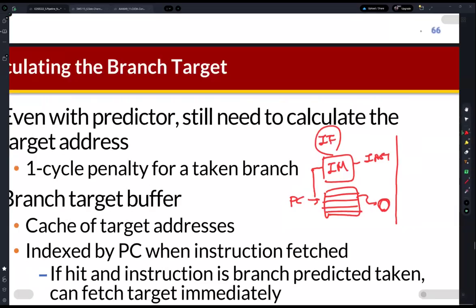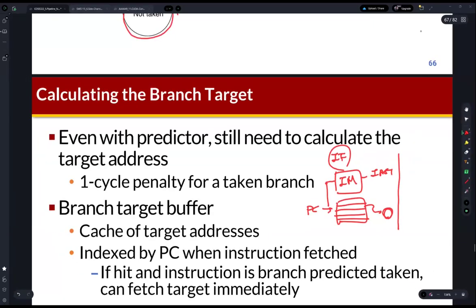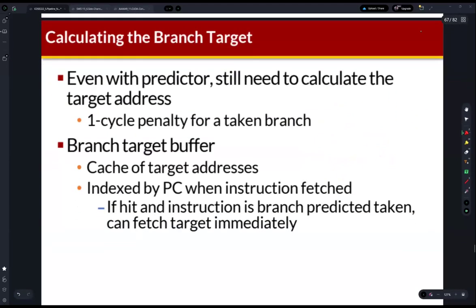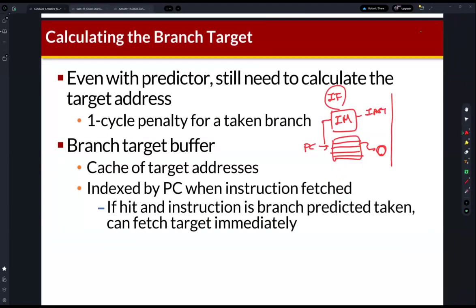But we are missing one thing. We can predict the result, right? But if the predicted result is taken, then what is required?